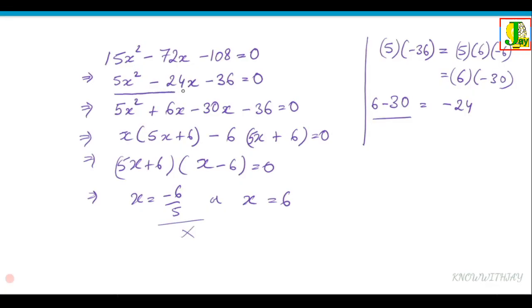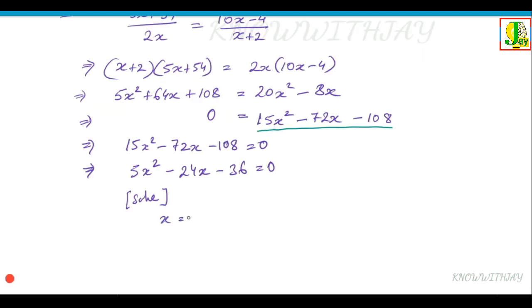So this is our quadratic equation, and on solving we get x equals minus 6 by 5 or x equals 6. So what is x? x is the number of articles, which cannot be negative. So discarding the negative value of x, x equals 6.